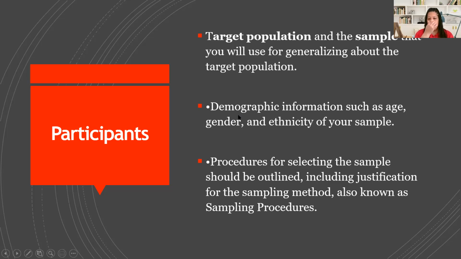And then your demographic information, such as the age, the gender, the ethnicity of your sample, that's going to be it. And then the procedure for the selected sample should be outlined, including the justification for the sampling method, also known as the sampling procedures.